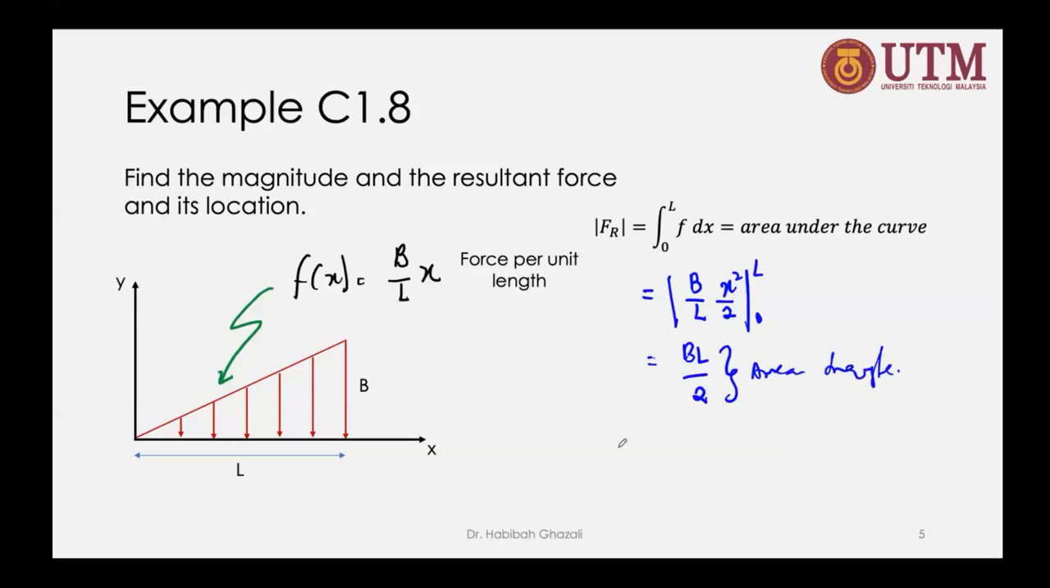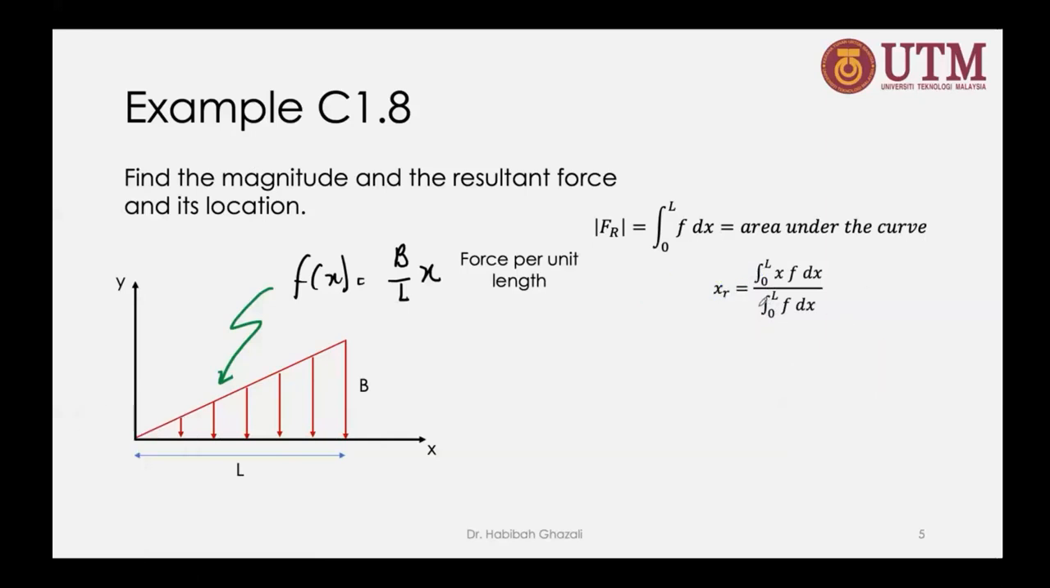And then we want to find the location of this force. So if you have the beam with this length, we know that this is the resultant force. But where exactly in this beam should I locate it? So you can use that equation to find the centroid location. So if you use this equation here, you can find that centroid. So that will be bLx.